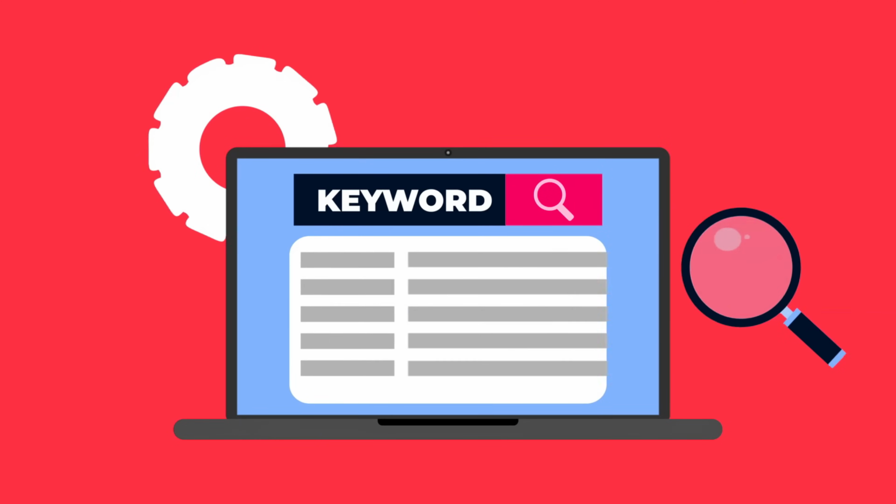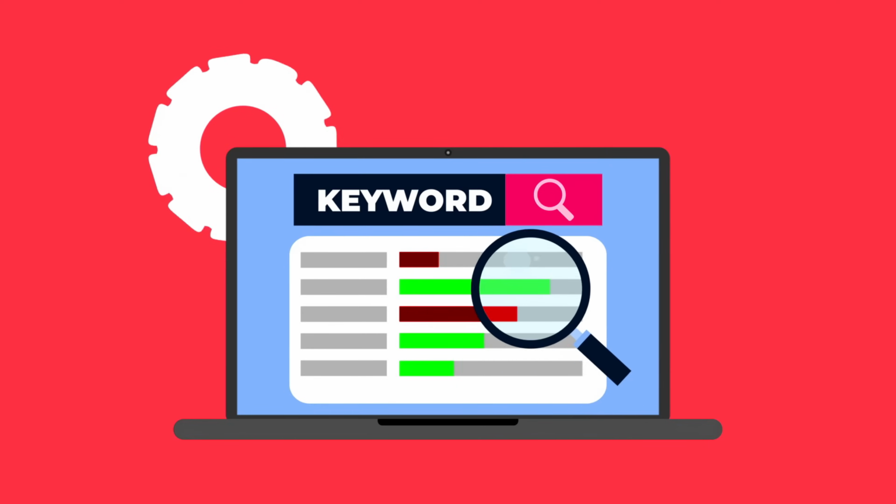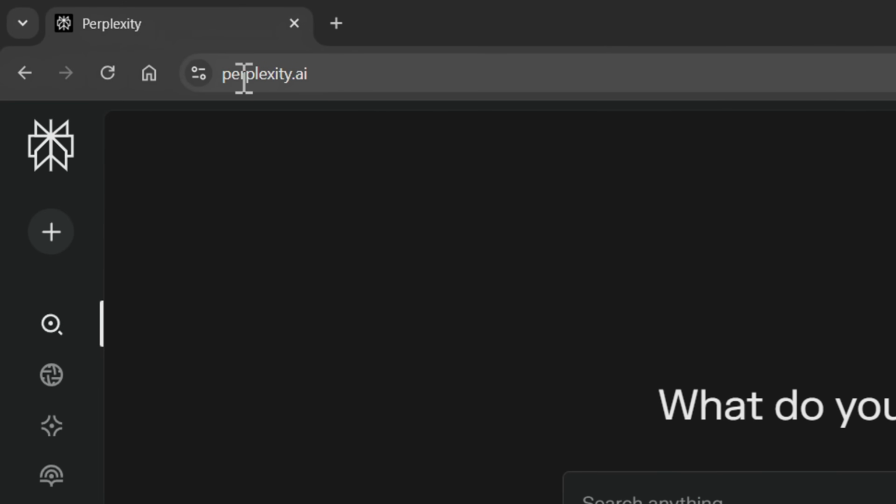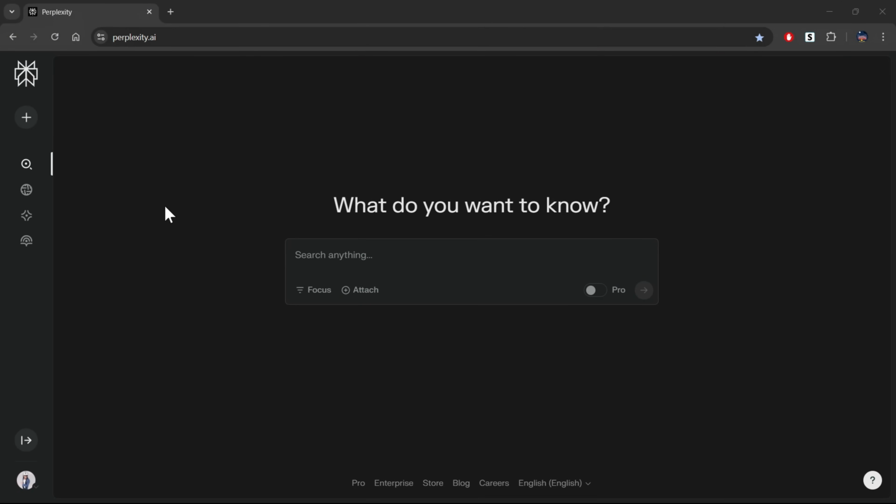Now, let me show you one of my favorite ways to do keyword research. I know those professional keyword tools can be super expensive, but I've got a completely free method for you. We'll be using Perplexity AI, a super smart AI-powered search engine that helps you find keywords and even understand how different terms connect.